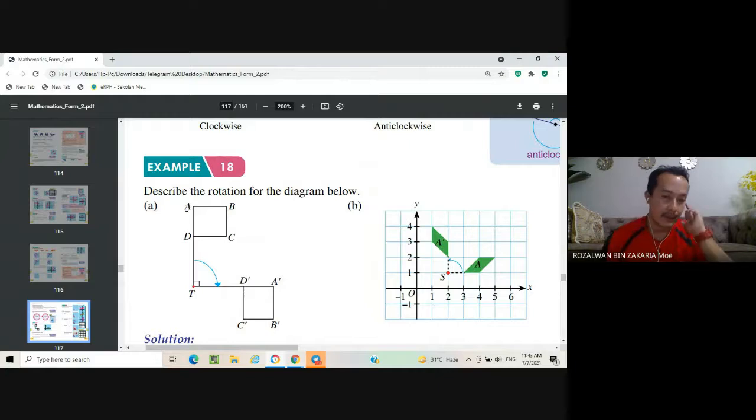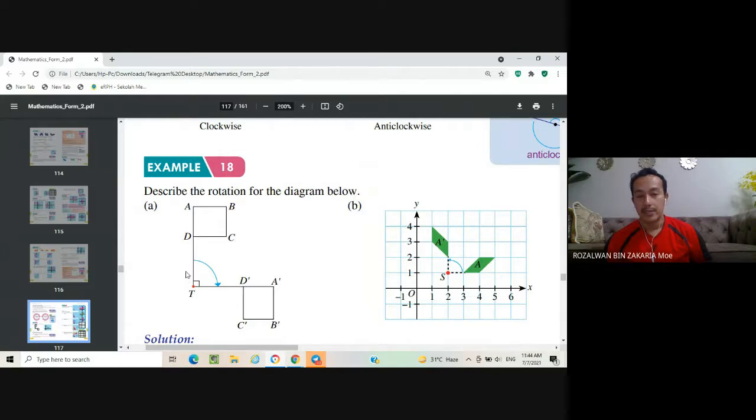So look at this one, we have the object here. It is one rectangle ABCD. Then given to you the point P, and the angle at the point P here is 90 degrees. This symbol refers to the angle 90 degrees, and the arrow given to you is the direction of the rotation. So look at this one from A, B, C, D.